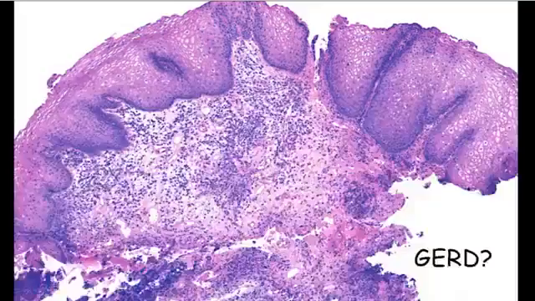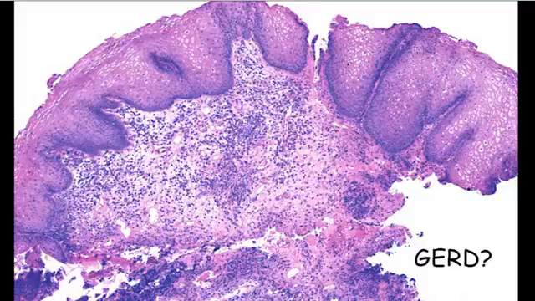And finish up with this case where somebody had this biopsy, a colleague of mine, back in the early 90s. And at low power, you can see there's some basal zone hyperplasia. You've got the vascular papillae coming way up towards the surface. There's some balloon cells over here. It looks like it could be reflux esophagitis.